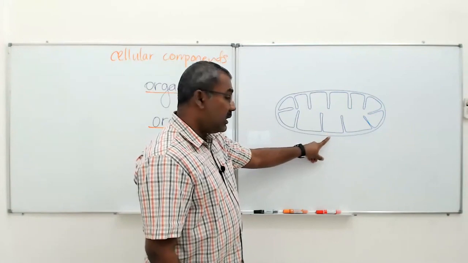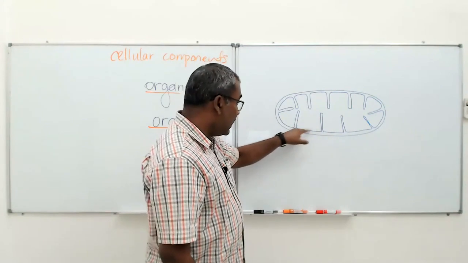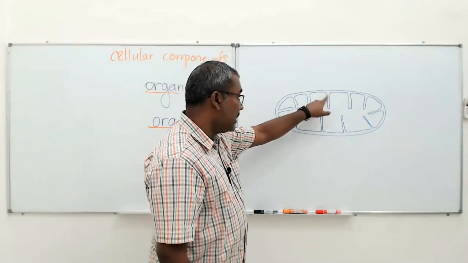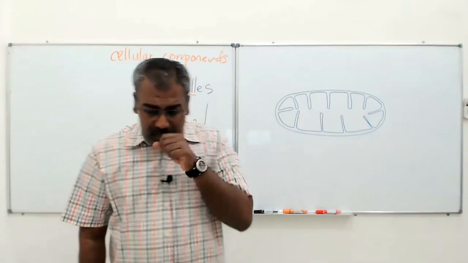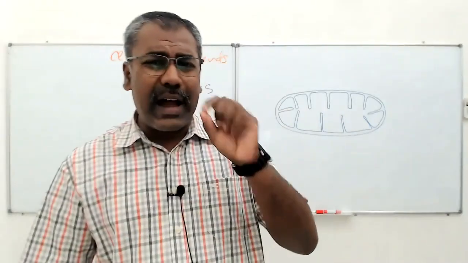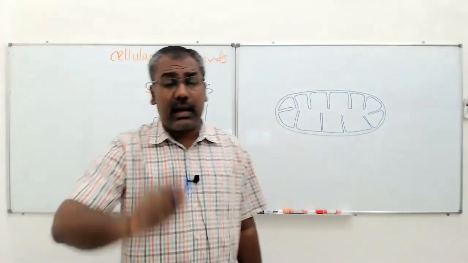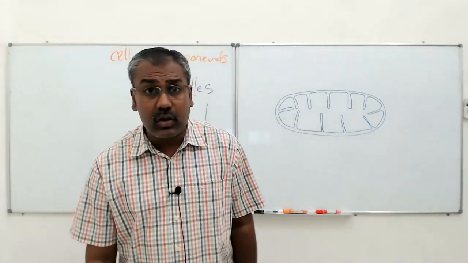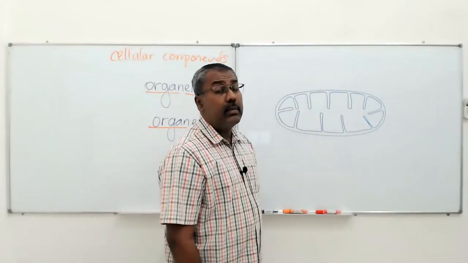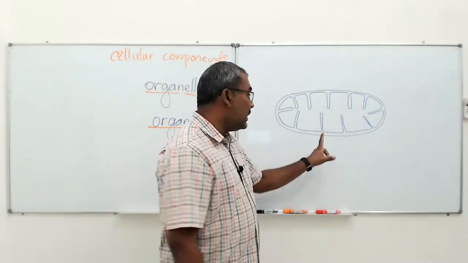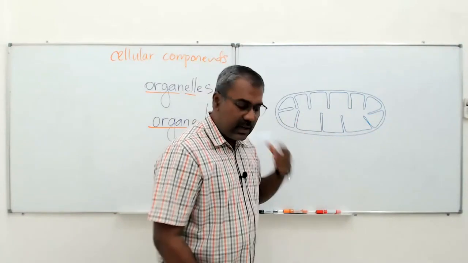The outer membrane is smooth, licin. The inner membrane berlipat-lipat. Okay? Quite a famous question in exam. Soalan yang agak terkenal dalam soalan, dia tanya kenapa membran dalam ni berlipat-lipat? Why the inner membrane is folded? Apa tujuan ni? Kita lihat jawapannya.